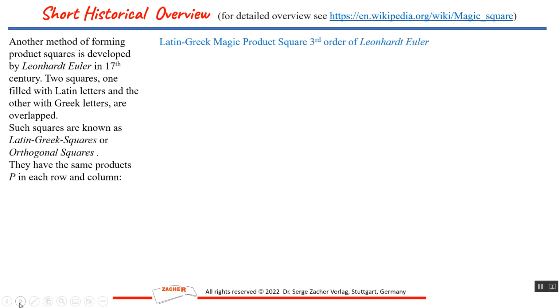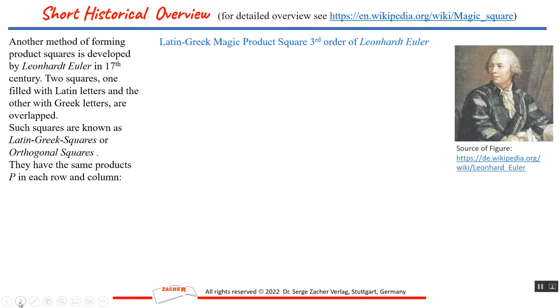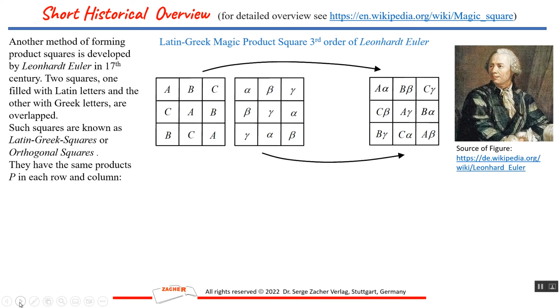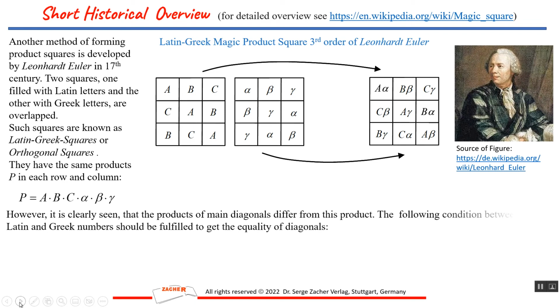Another method of forming product squares was developed by Leonhard Euler in the 17th century. Two squares, one filled with Latin letters and the other with Greek letters, are overlapped. Such squares are known as Latin-Greek squares or orthogonal squares. They have the same products p in each row and column. However, it is clearly seen that the products of the main diagonals differ from this product.